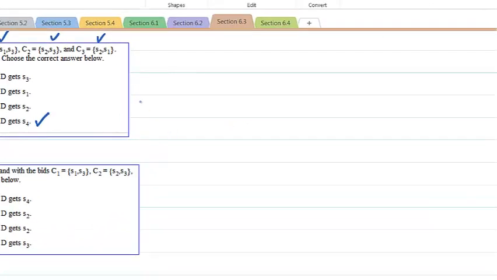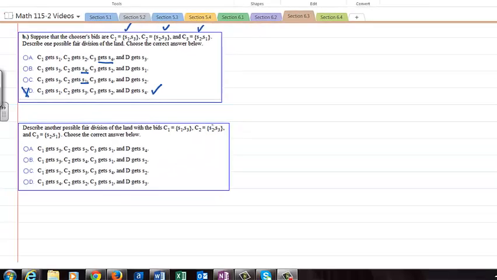Chooser 1 receives share 3. Since chooser 2 will only accept share 2 or share 3, this means chooser 2 takes share 2. Share 2 is now gone. This leaves share 1 for chooser 3, and the divider gets share 4.